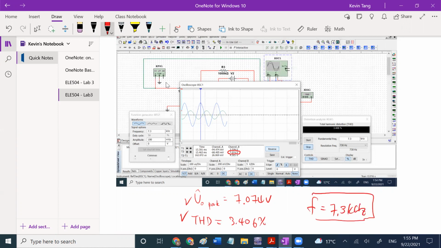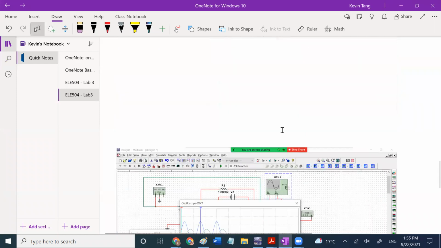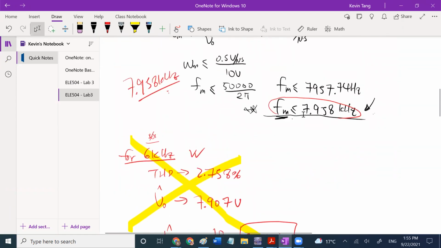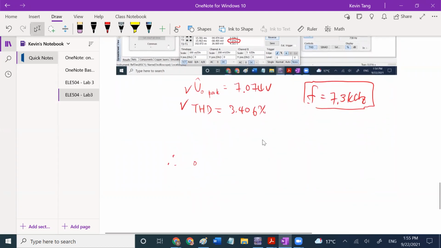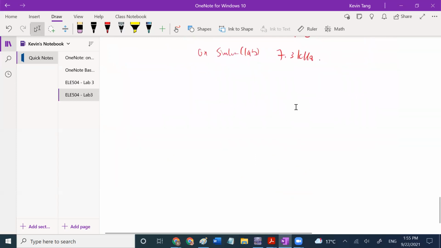Then the student will say, based on the pre-lab, he gets 7.958, but when he actually did the simulations, on pre-lab I get 7.9 kHz, but in the lab, on simulations, I will get 7.3 kHz, and that's how it is. So obviously, the higher the slew rate values, the better the outcome is.